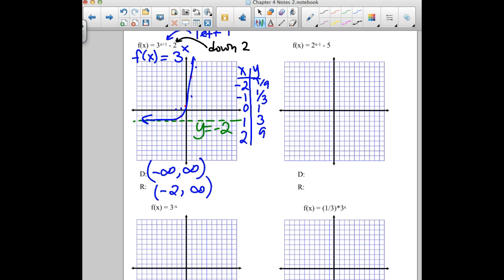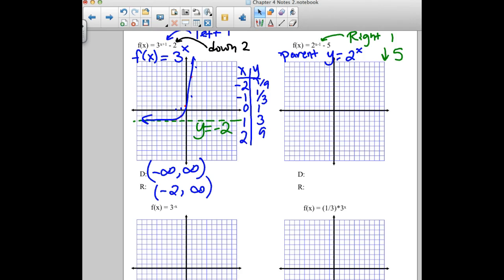All right, our next example. Our parent function would just be y equals 2 to the x. What we are going to do to transform it, our -1 there means we have moved right 1. Our -5 means we are going down 5. So if you want, you can go ahead and put that asymptote in at -5. We know that that's going to be our cutoff down here.